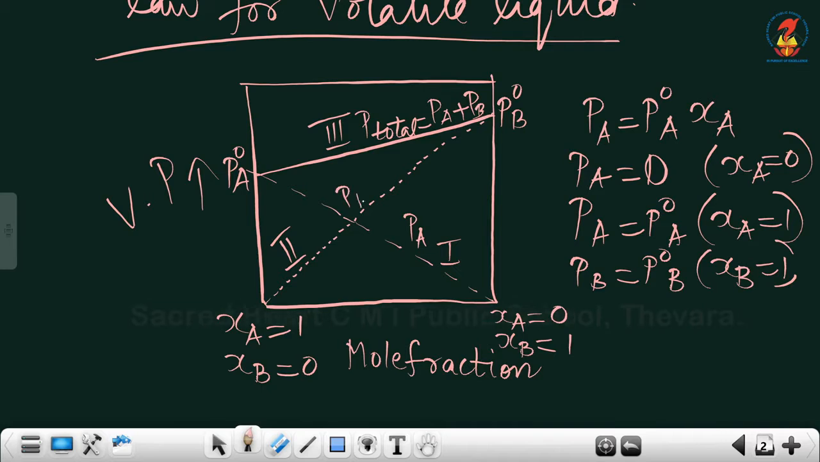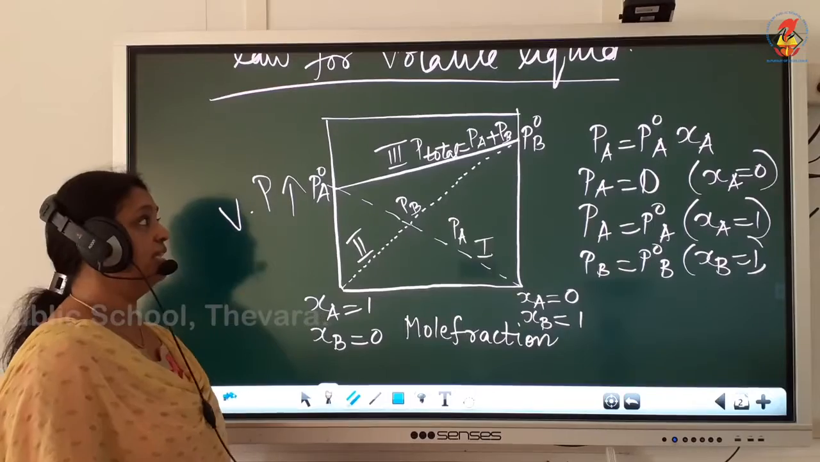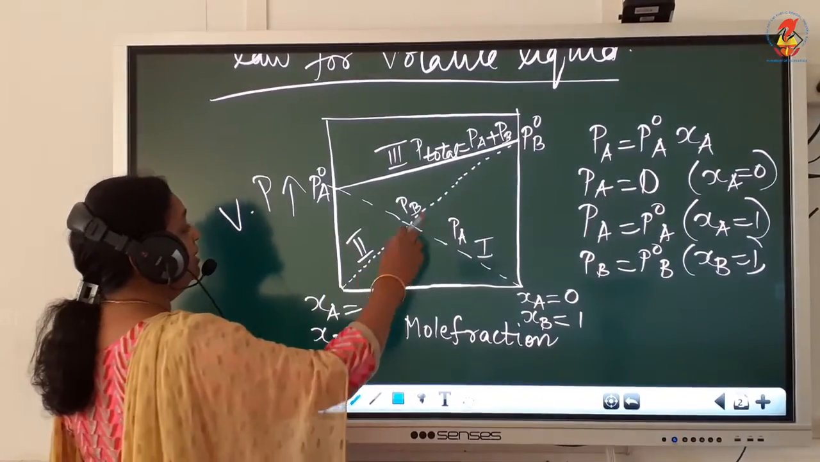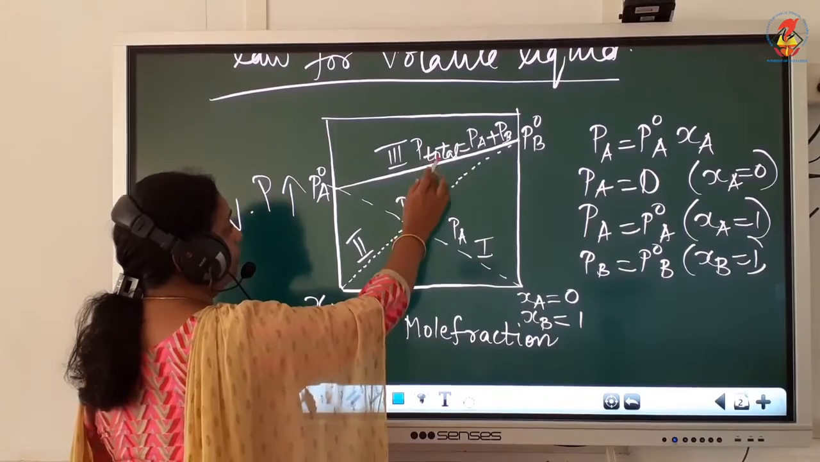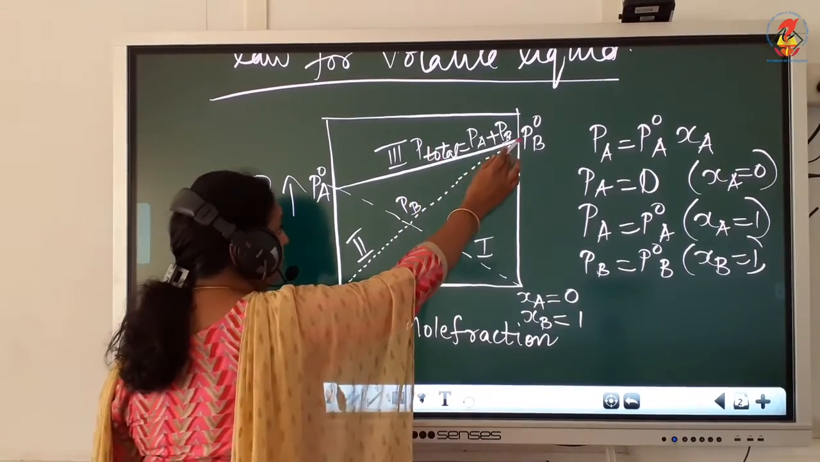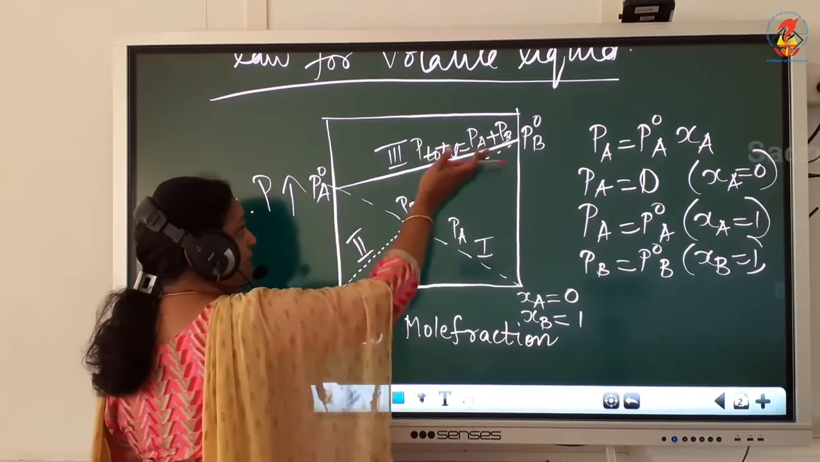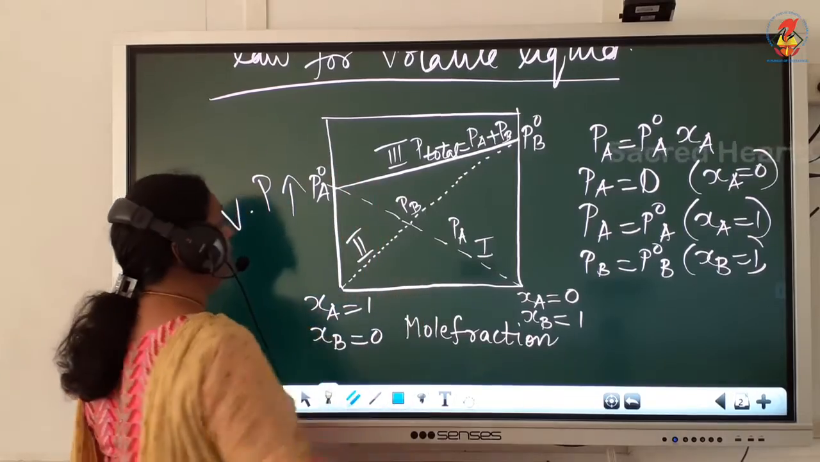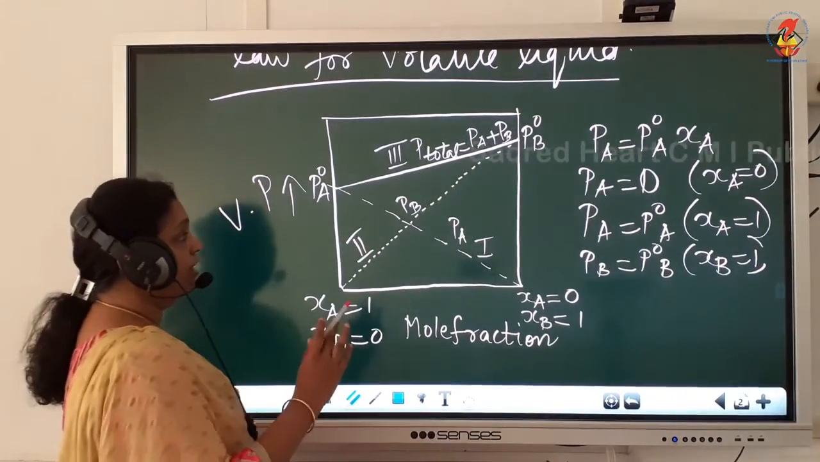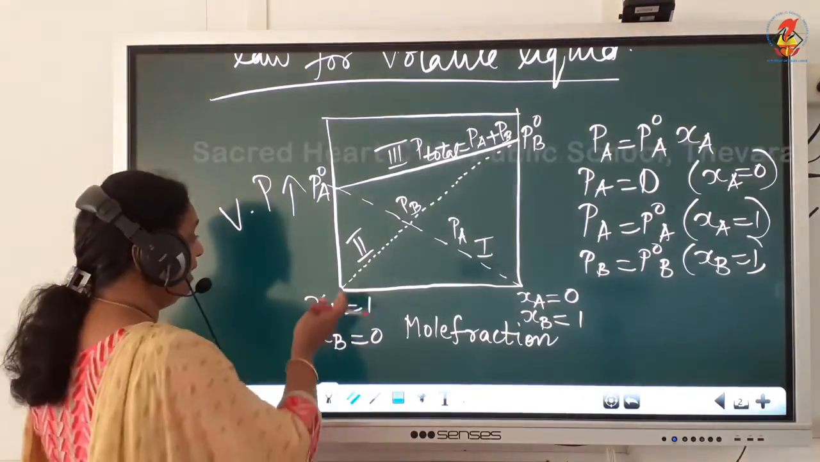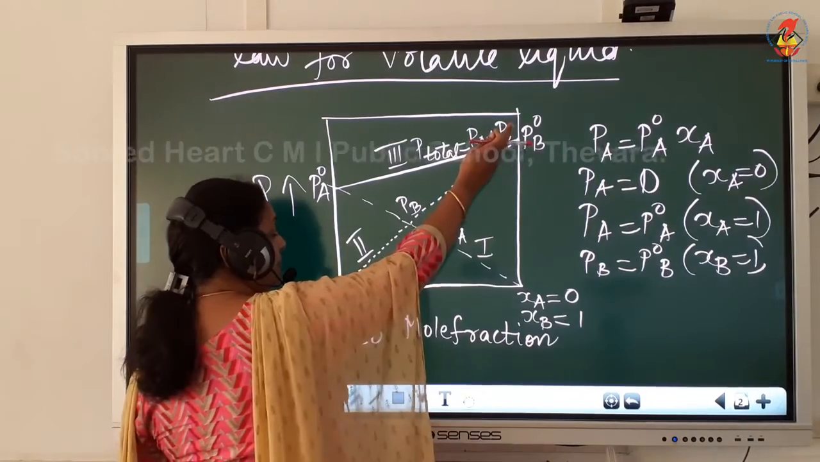And this is our line PB. Line number 2 is PB, and line number 3 represents the total pressure, which is given by PA plus PB. You can see in the graph that the maximum value of total vapor pressure, P total, is P0B and the minimum value is P0A. This is a slightly slanted line. When you look at this graph, you can see that solute B is more volatile. That is why we are getting more vapor pressure.